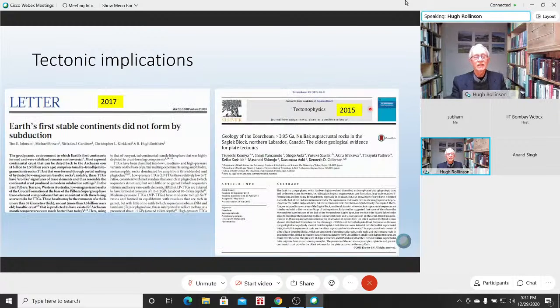First to note, though, that the two groups who would advocate the different models are both alive and well. Tim Johnson, who's now in Australia, argues there was no subduction when the first continents were formed. A Japanese group working in Labrador would argue that there was plate tectonics very early in the history of the Earth.